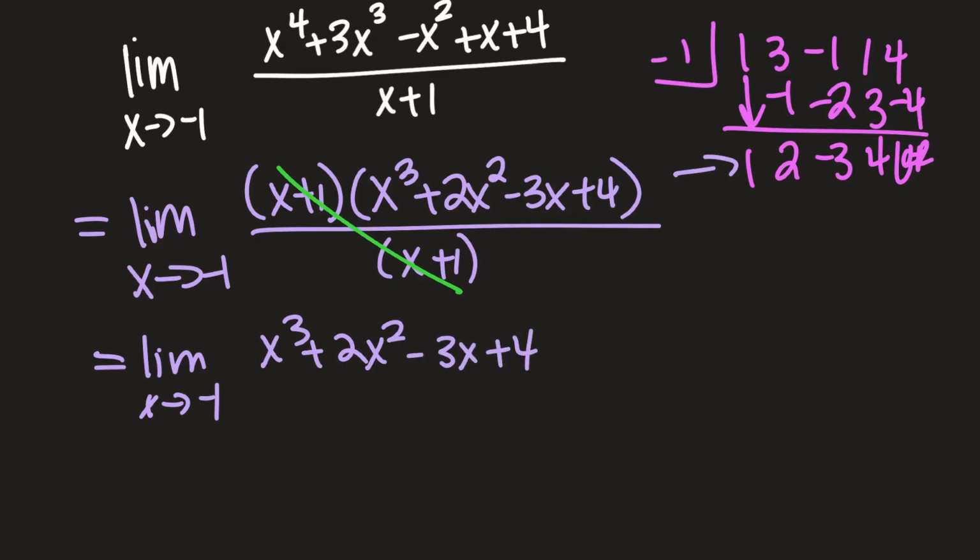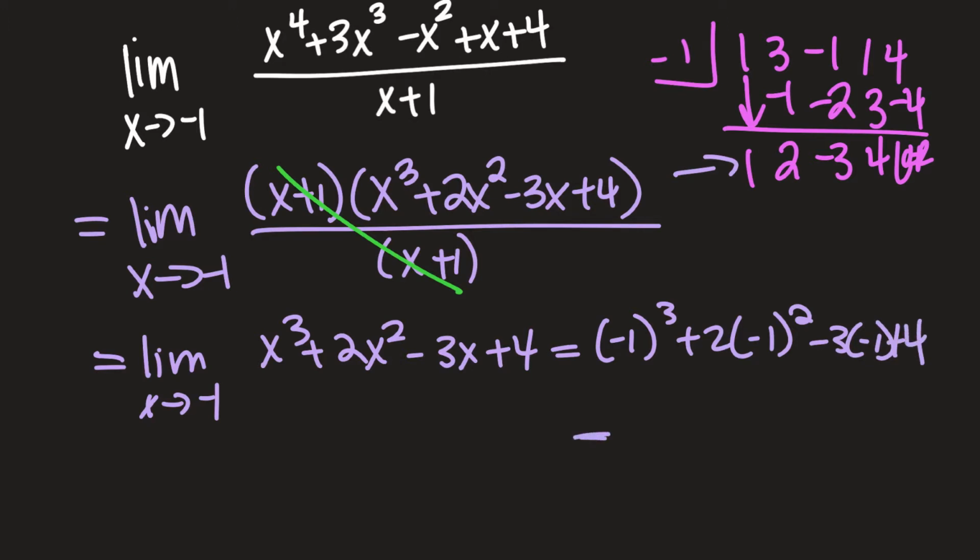Now, this is just a polynomial, so we know that it's nice and continuous at -1. It's nice and continuous everywhere. That's just a property of polynomial functions. So we sub in our -1: -1 cubed plus 2 times -1 squared minus 3 times -1 plus 4. And we do a little math, and we get 8.